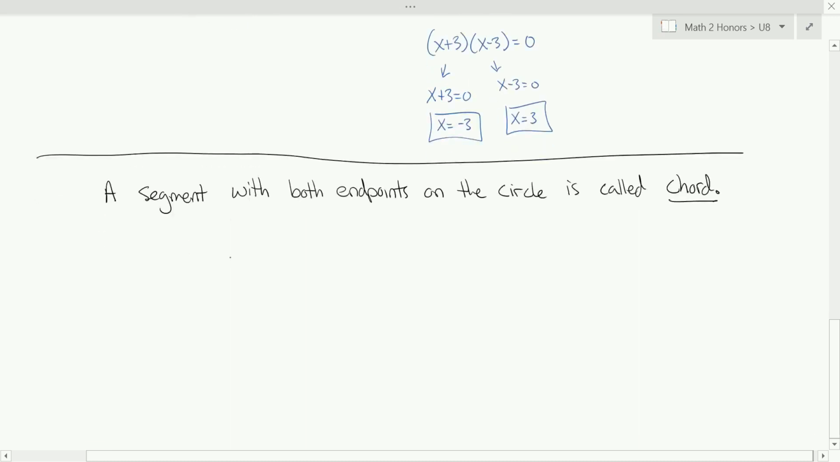So for example, pick any 2 points. So let's say this is A here, this is B. Okay, connect them. That's a chord, right? Or if I put another one here, we'll put C here and D here. That's a chord. Okay. Now, if you have 2 chords that are congruent, let's say AB is congruent to CD in this picture, then we can find out some extra information.